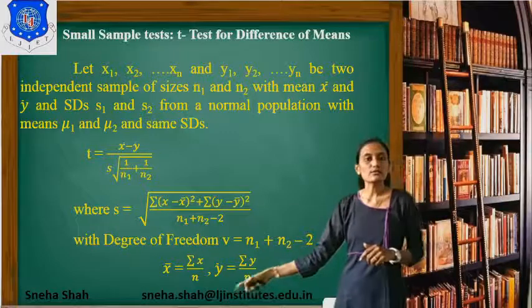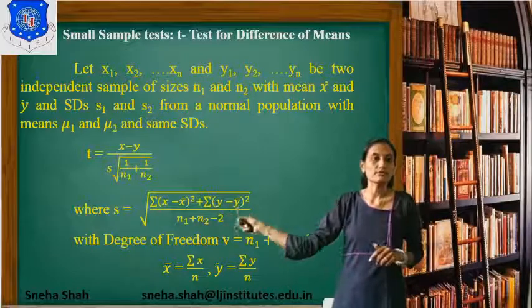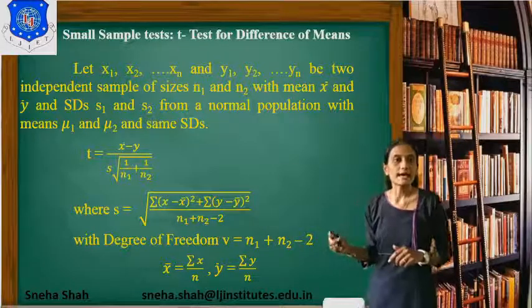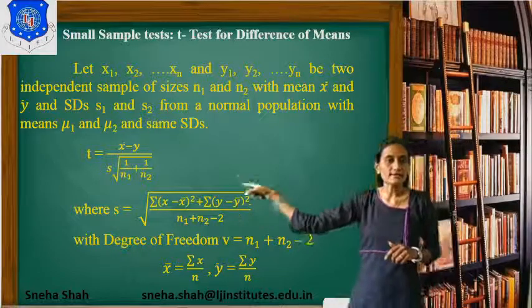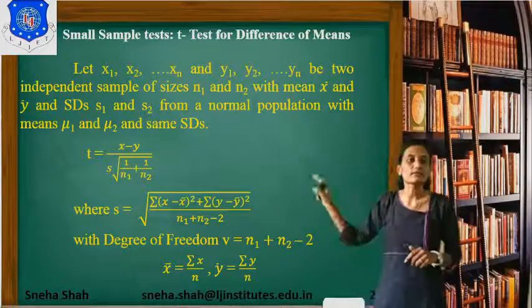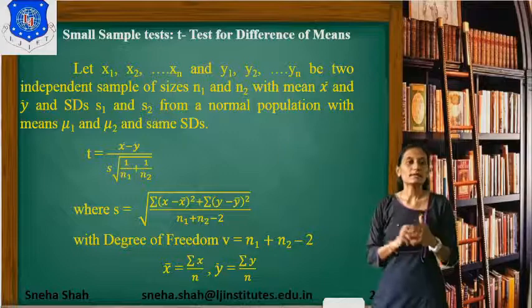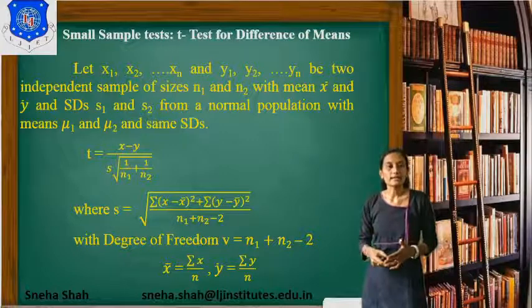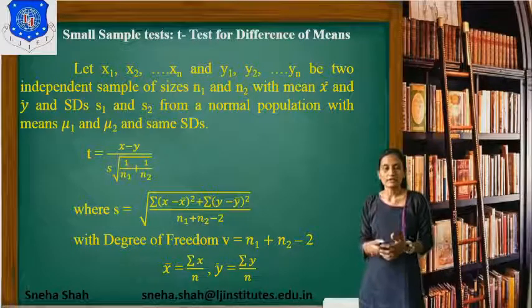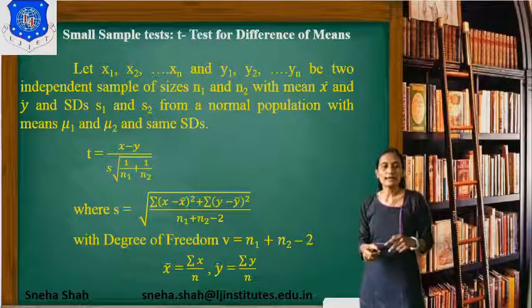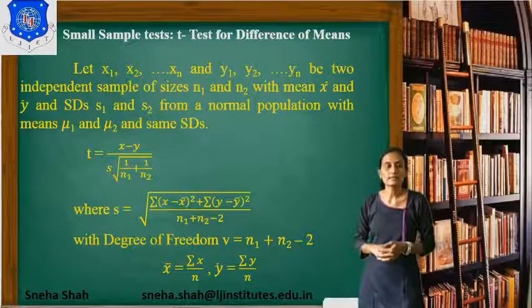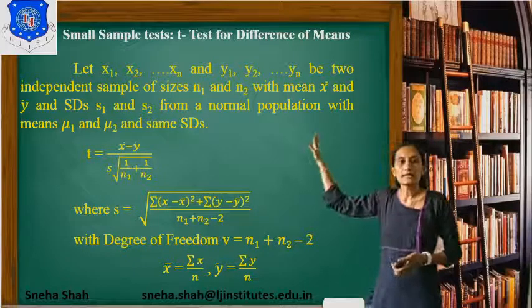Now we put these two values in this equation to find the value of s, and putting the value of s in this equation, we can find the value of t. From the t table we can find the critical value of t. By using these two values we can give a decision based on this t test.